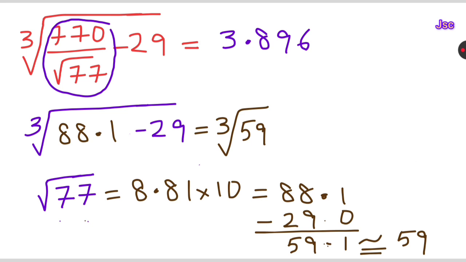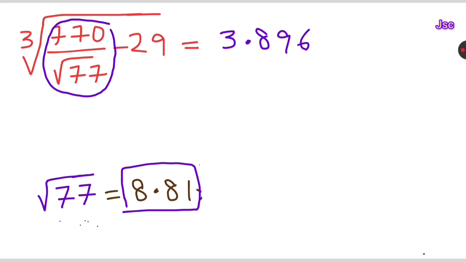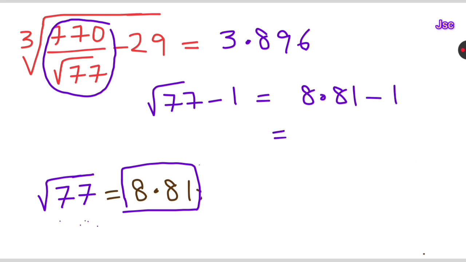If you want to convert this in terms of root 77, we already know that root 77 has the value 8.81. Let's take that and convert it in terms of root 77. So what we have is 8.81. If you subtract 1 from here, that is root 77 minus 1, 8.81 minus 1, then you will get 7.81, which is half of our result.